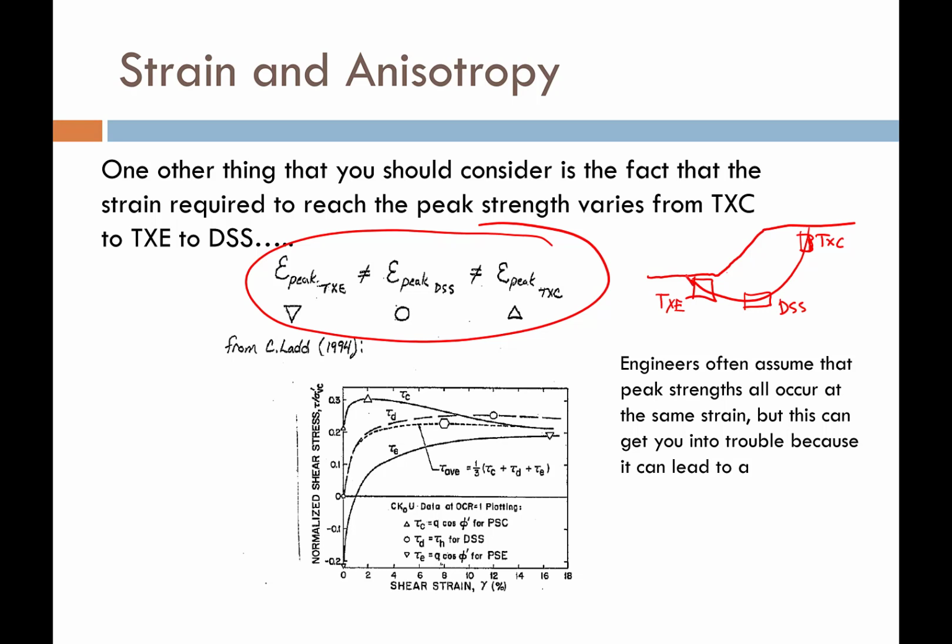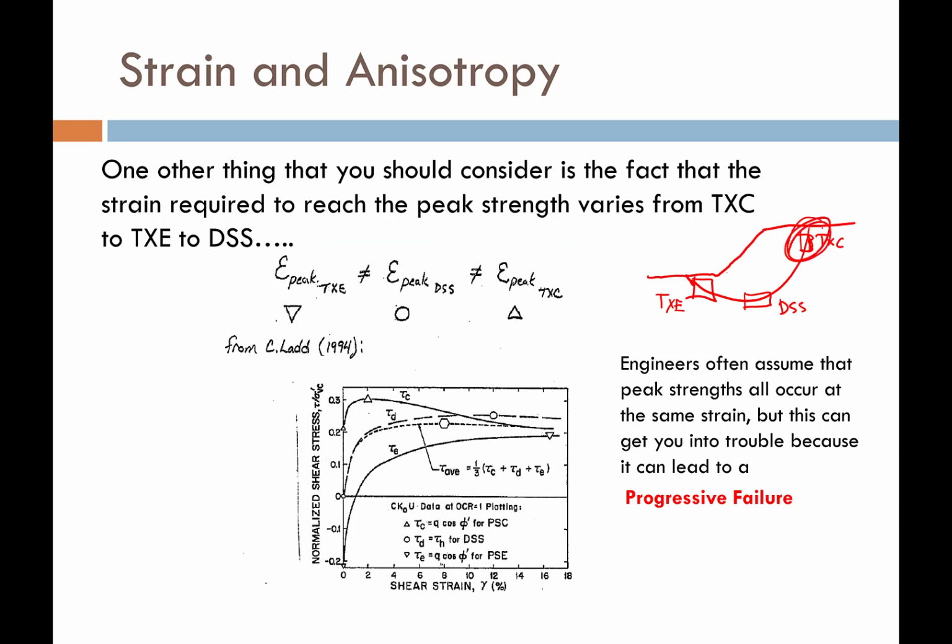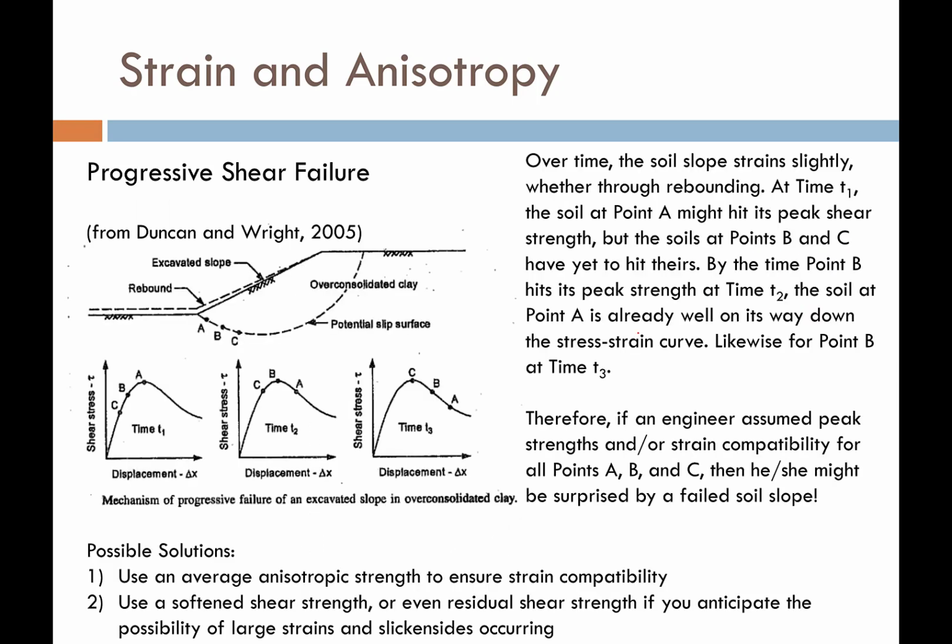And if we make the mistake to assume that I have peak strengths occurring at the same time in my analysis, I can get myself into trouble, because what can happen in the field is what's called a progressive failure. Sometimes some engineers call it a zipper failure, where we get failure at one point of the slope, which leads to failure in the next part, which leads to failure in the next part, which leads to failure in the next part. And so it's this progressive failure till finally the whole slope just goes. That's what we call a progressive failure.